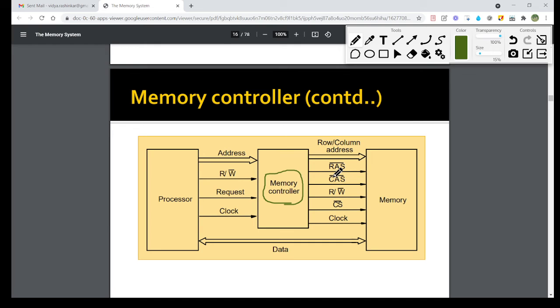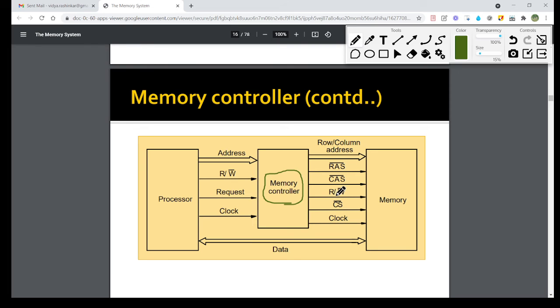Both are active low control signals, that is RAS bar and CAS bar. RAS bar stands for row address strobe, and this signal is active low. Active low means it will be active when the value 0 is applied to this particular control signal. In the same way, the column address strobe is also active low, which means we are going to select the column address from this particular address bus when this signal is low.